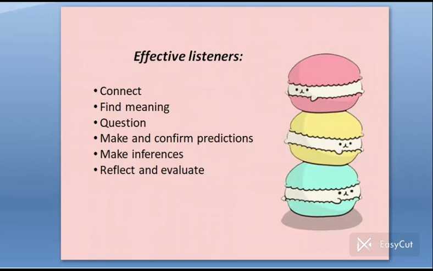So, under the while listening stage, in order to be effective listeners, first you have to connect, then find meaning. After that, you are going to question, make and confirm predictions, then make inferences, and lastly, reflect and evaluate. So, connect. In connect, you are going to make connections with people, places, situations, and ideas they know. And then you're going to find meaning. You are going to determine what the speaker is saying about people, places, or ideas.